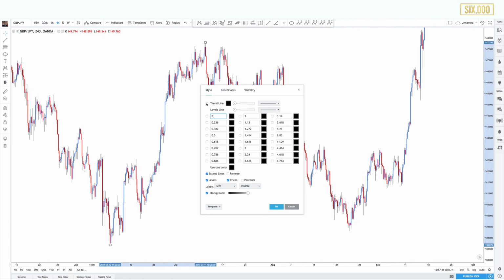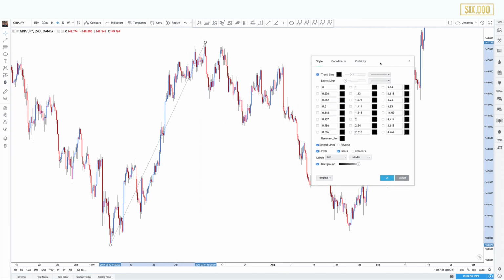We want to add in our ratios, and I'll just add in the trend line so you guys can see exactly what I'm measuring. We can see the dotted line there. We're going from the lowest to the highest price. And we'll add in a 0.382 measurement and a 0.5. You can also extend the lines if you want. You don't need to. I'll remove the background as well. And you can also display these as percentages.